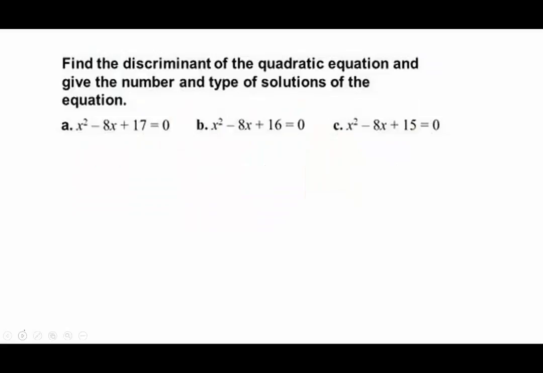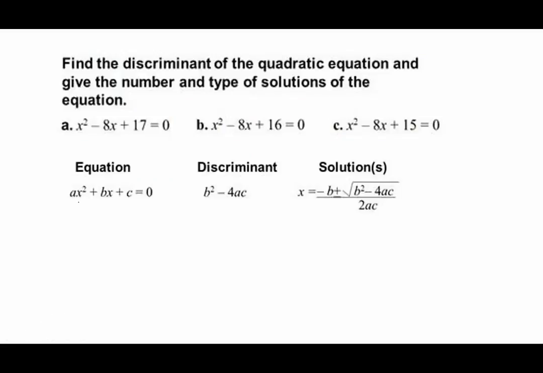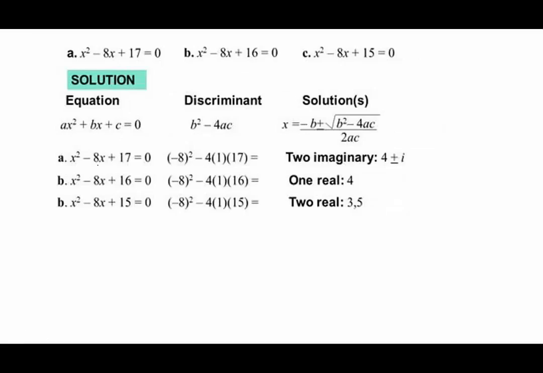Find the discriminant of the quadratic equation and give the number and type of solutions of the equation. So here's your equation. In this case, a equals 1, b equals -8, c equals 17. The discriminant is this part of the quadratic formula right there under the square root: b squared minus 4ac. So for x squared minus 8x plus 17, the discriminant is 64 minus 68, which is negative 4, which gives us 2 imaginary roots, or 2 imaginary answers.